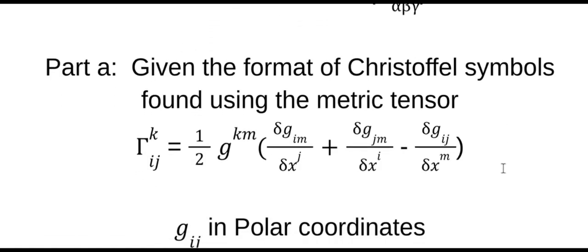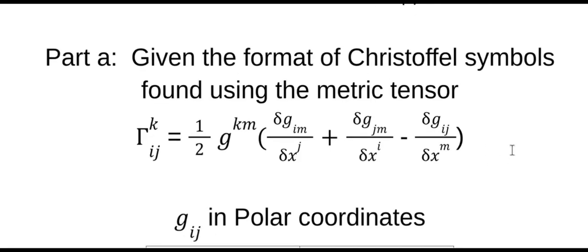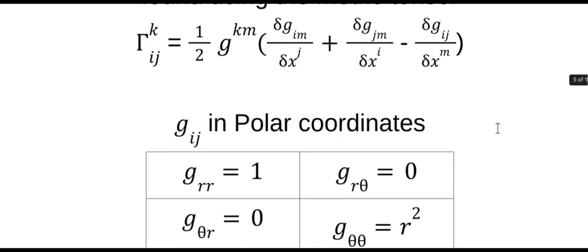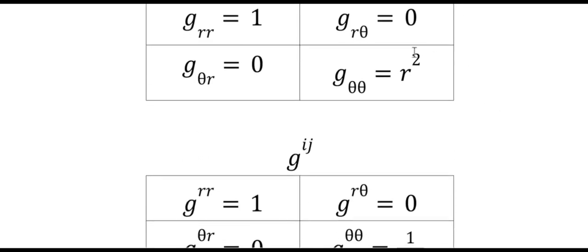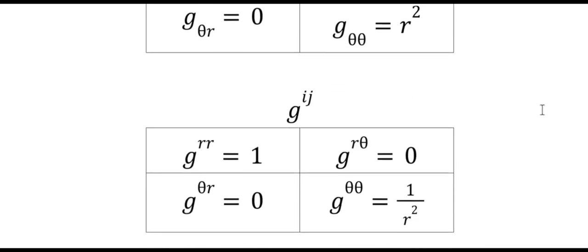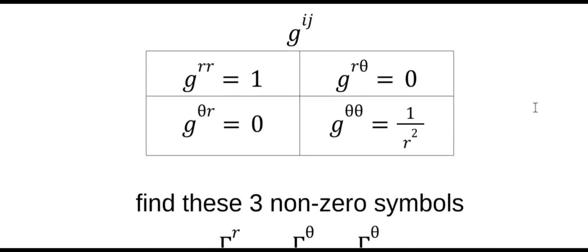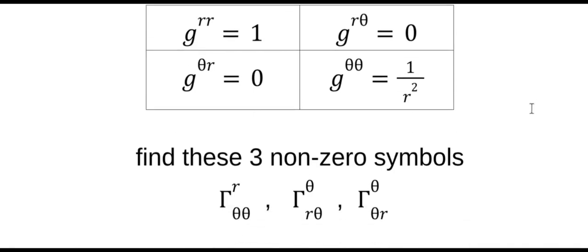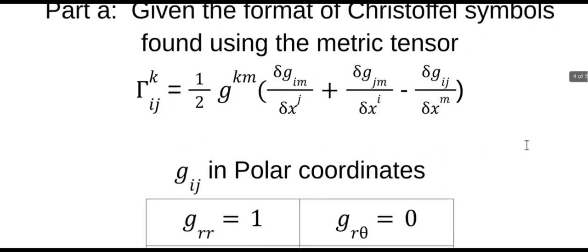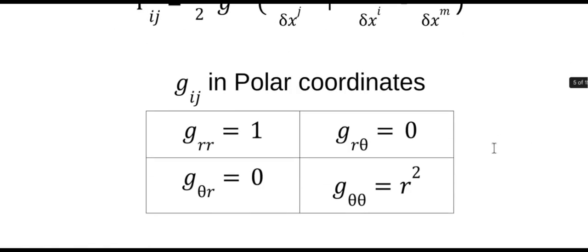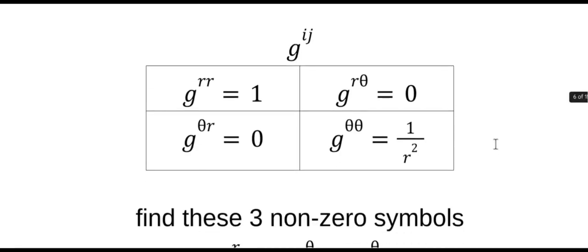Okay. And we were given, or you derived this in the very last problem of the day, g_ij in polar coordinates, which was this. The inverse of that is obviously easy because you just put these two under one, and you got that. Find these three non-zero Christoffel symbols. There's only three non-zero ones, okay? So you're going to use this and this in here and find those three components.